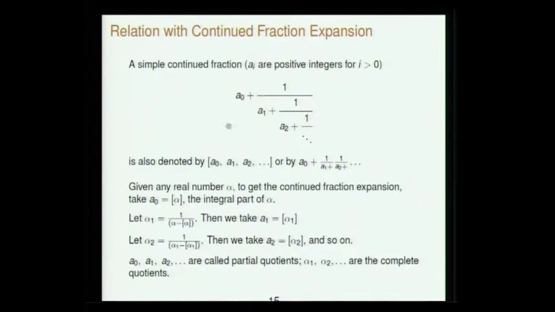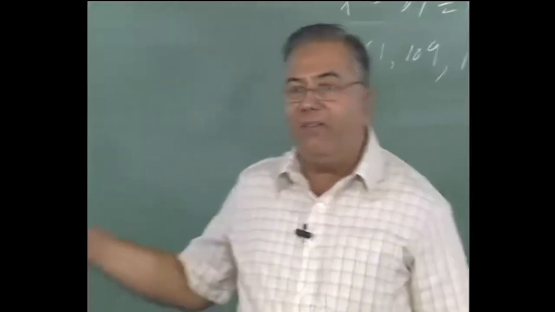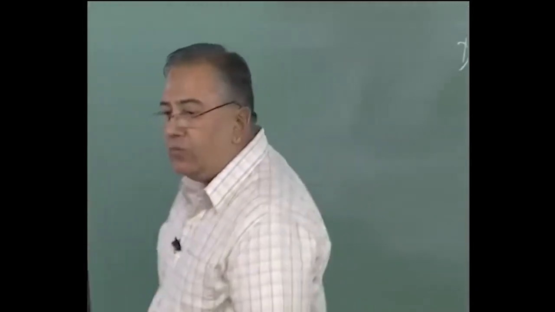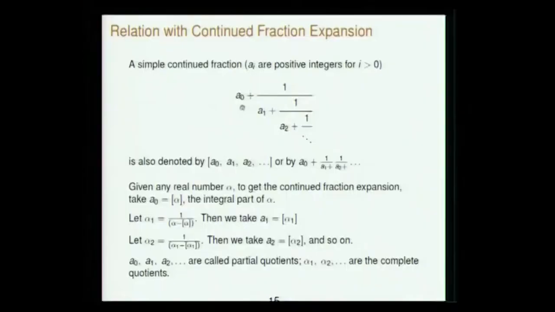So there are various ways of denoting, because this way of writing it will take too much space. So one way of denoting it is by writing it this way. Another way of denoting it is by putting that plus in the denominator. It is typographically inconvenient in typewriters, but while writing it is quite easy. Now how to get a continued fraction associated with any real number? Just pay some attention to this. The first partial quotient, these are called partial quotients.